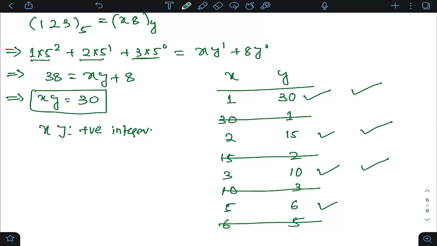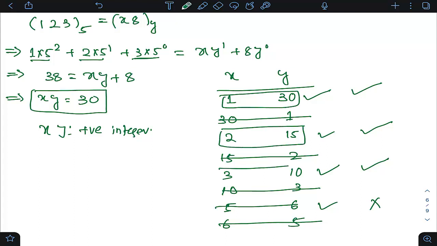But here you see y is 6, so this is not satisfying. So this is also discarded. So how many solutions exist? 3 solutions. So what are the solutions? x is 1, y is 30; x is 2, y is 15; and x is 3, y is 10. So these are the 3 solutions we have.